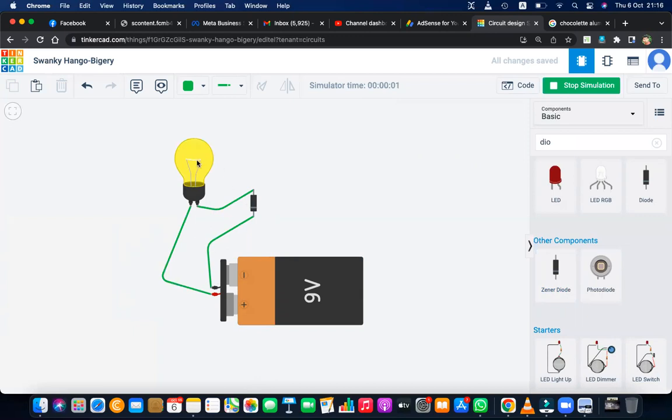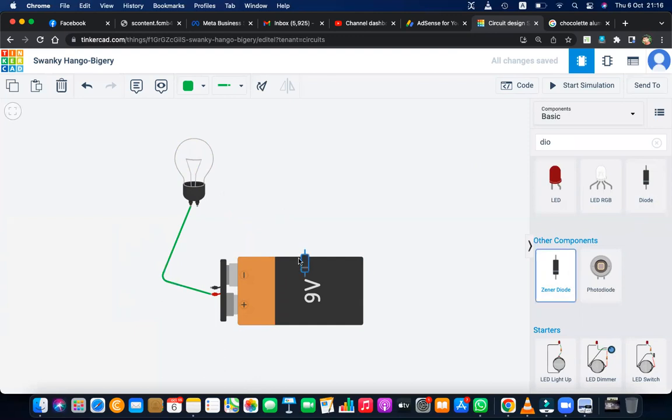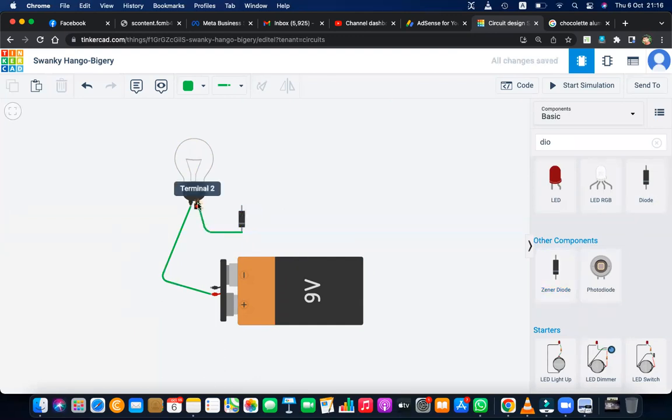You can see the bulb is lighting up. The cathode is connected to the minus, negative, and the anode is connected to the other end. Then the bulb lights up. So let's use the diode. So this is a Zener diode. This normal diode is also okay. Let's connect this way now. You can see it still lights up.